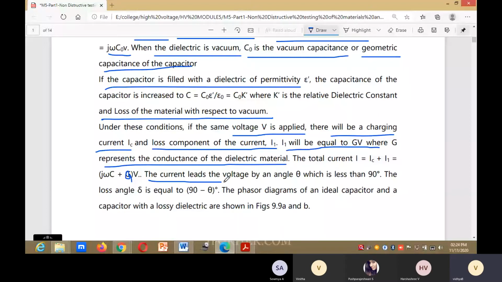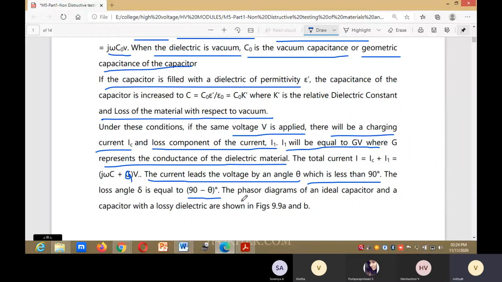The current will lead the voltage by an angle theta which is less than 90 degrees. The loss angle delta is equal to 90 degrees minus theta.